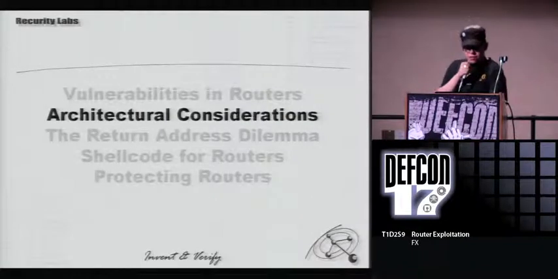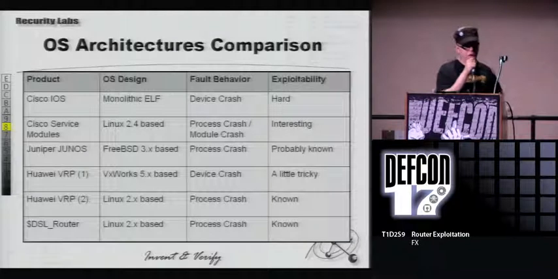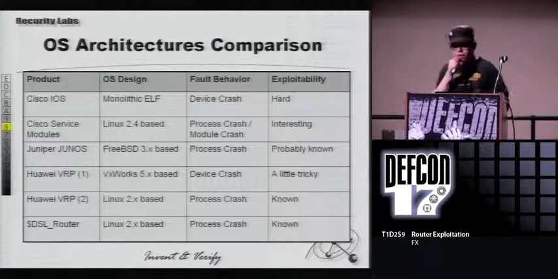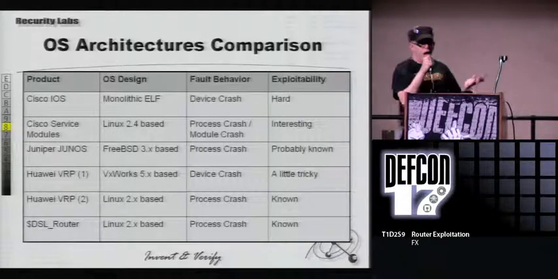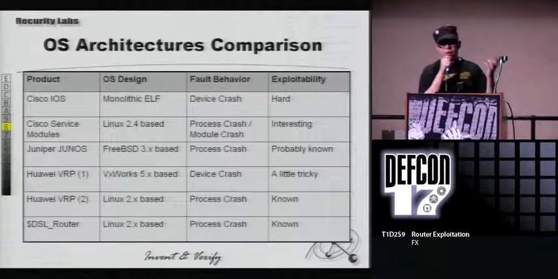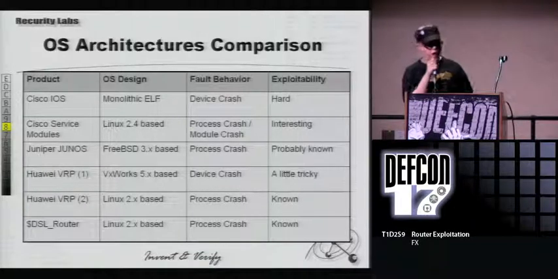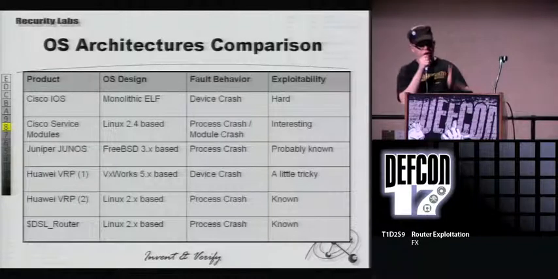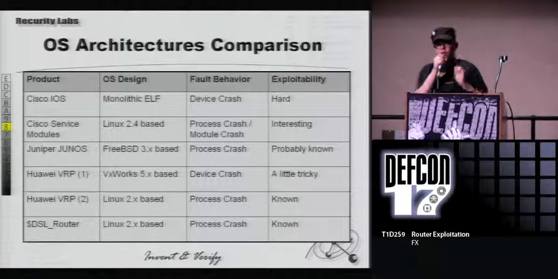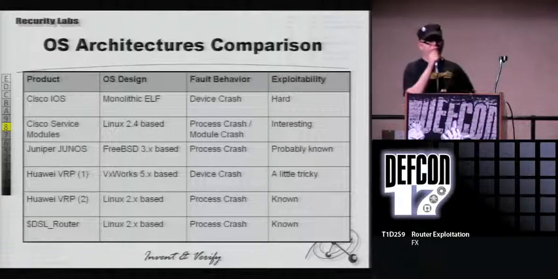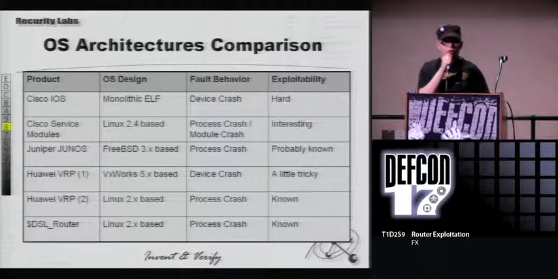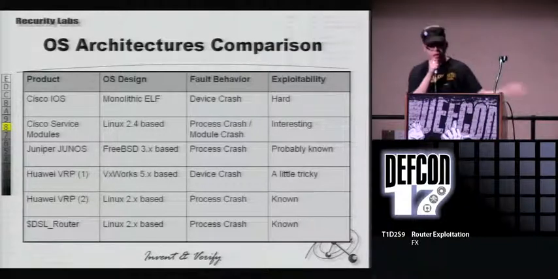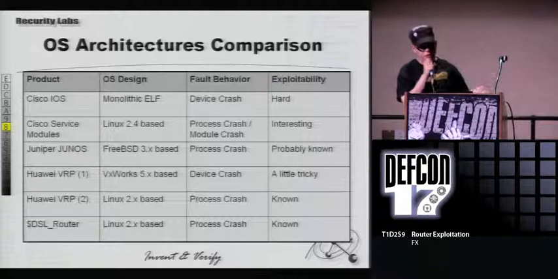So what makes it so hard? If you compare the architectures of a couple of router vendors, Cisco IOS actually is a monolithic ELF file. It's like the biggest Hello World program you've ever seen. Therefore, because it has no internal protections, and we're going into the details later, the default behavior if something goes wrong is device crash. Now, people realize when the porn stops. So it's a really, really bad property of that platform. This actually makes it so hard. The service modules are actually running on Linux, so there only the process crashes. The router keeps forwarding. Exploitability is a lot easier.